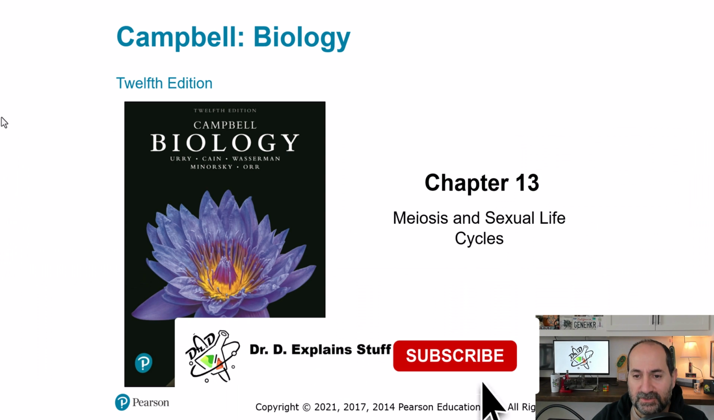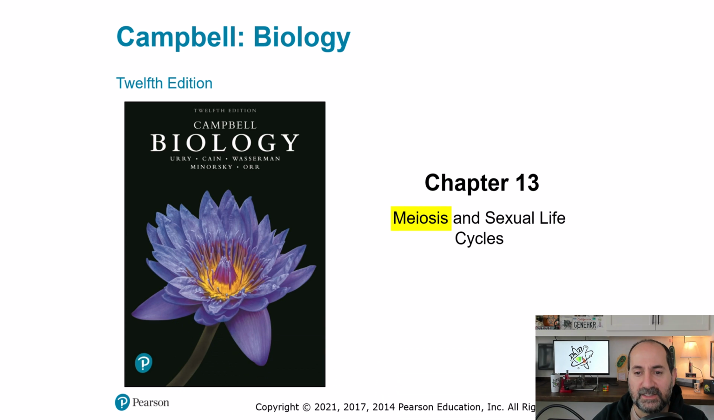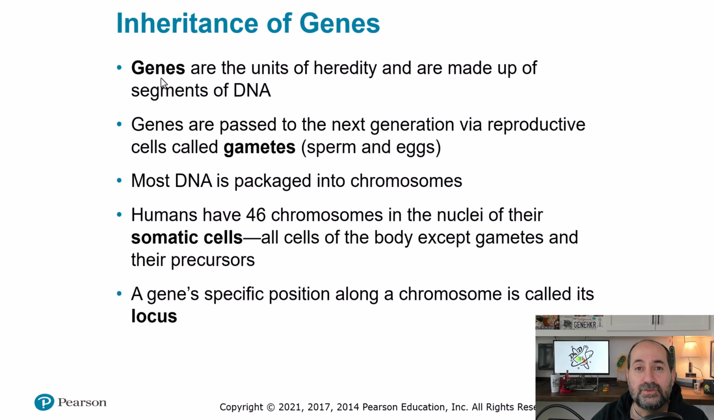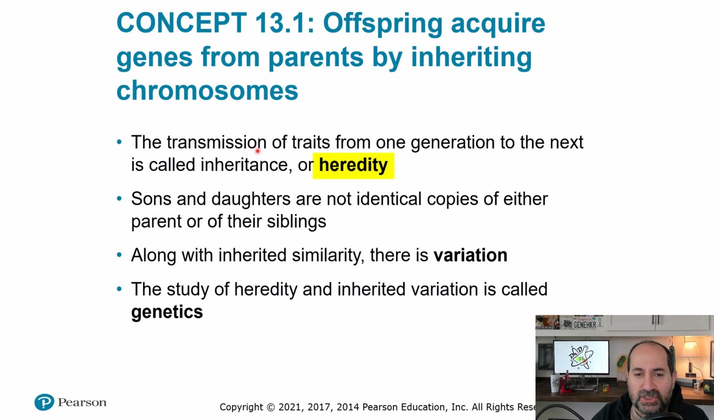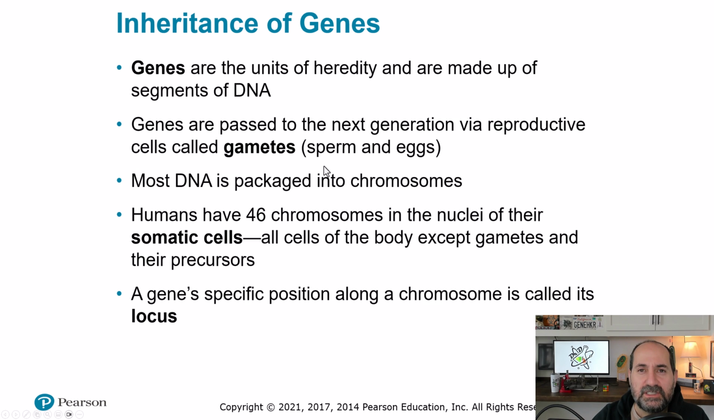So again, Chapter 13, meiosis. So we're going to be talking about the formation of the gamete cells, the sperm and the egg. So recall that genes are present on chromosomes. Genes typically code for proteins, and these genes are the units of heredity that are made up of segments of DNA. Heredity is the transmission of traits from one generation to the next. This is called inheritance or heredity. We are studying how our genes are passed on to the next generation.